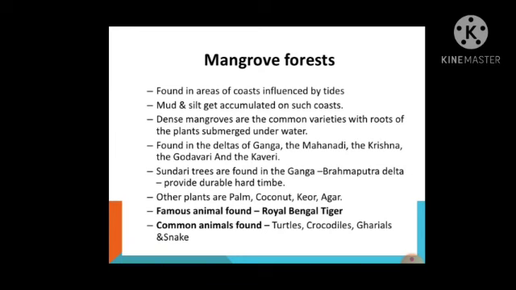The next is mangrove. It is found in areas of coast influenced by tides, where mud and silt get accumulated. Dense mangroves are the common variety, with roots and the plant submerged under water. They are found in the deltas of the Ganga, the Mahanadi, the Krishna, the Godavari and the Kaveri. Sundarban trees are found in the Ganga-Brahmaputra delta and provide durable hard timber. Other plants are palm, coconut, keora and agar.